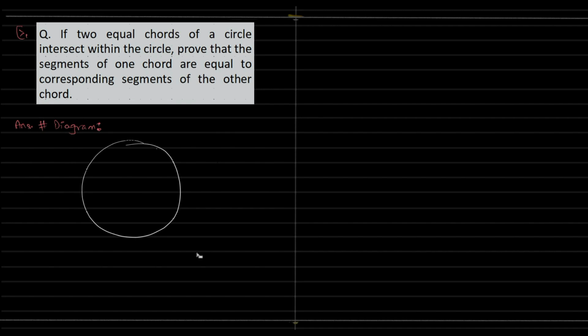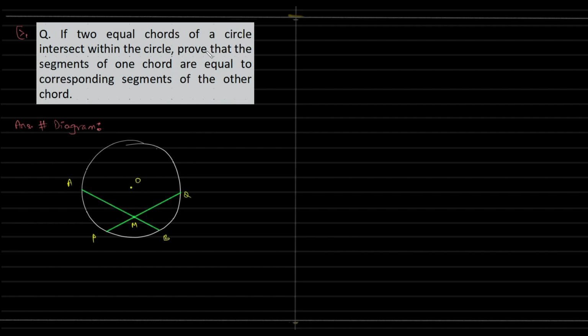Let me copy this. Okay, so if two equal chords of a circle intersect within the circle, what they're telling is we have two chords and they are intersecting, meaning they are cutting each other at a particular point, maybe not at the center, at a random point. So if this is AB and PQ, these are two equal chords and they are meeting at say M within the circle, right? So you can see these two chords are meeting or cutting each other within the circle at a point M.